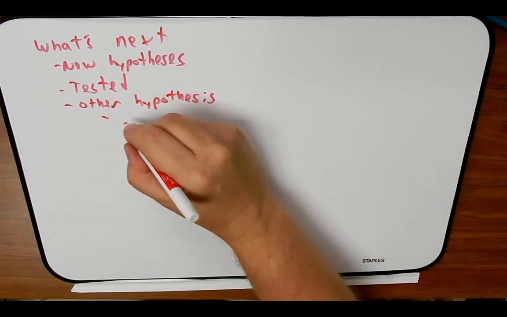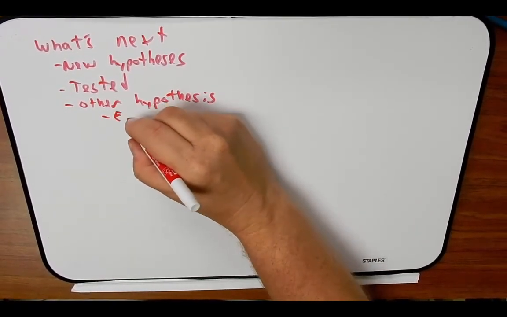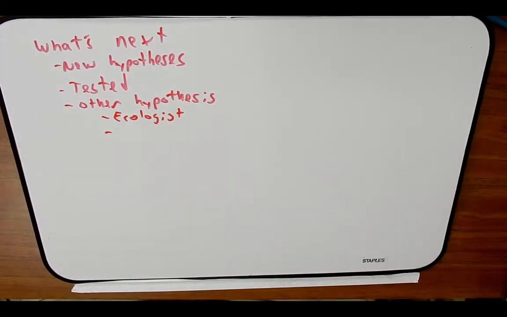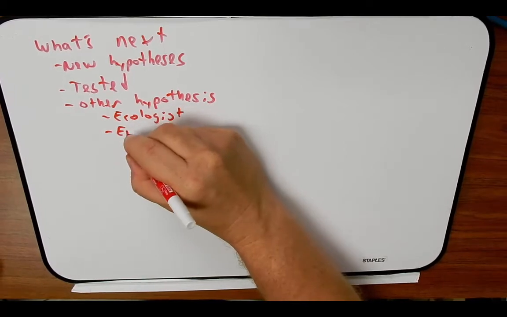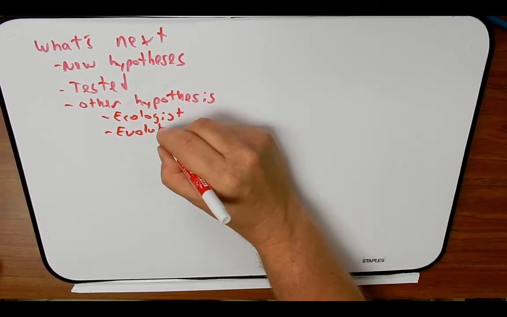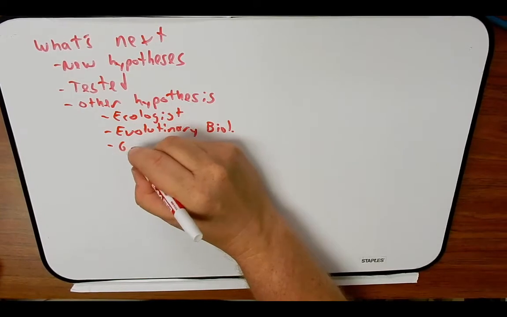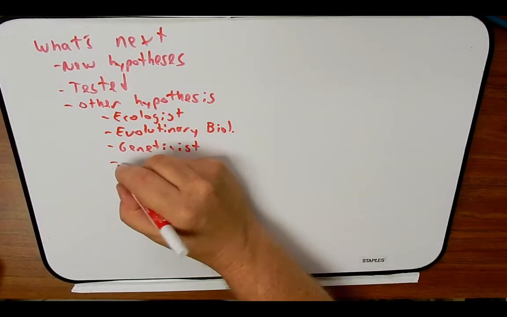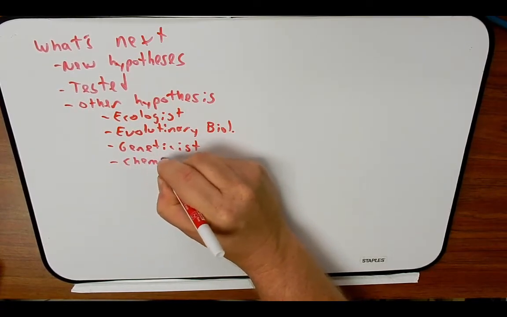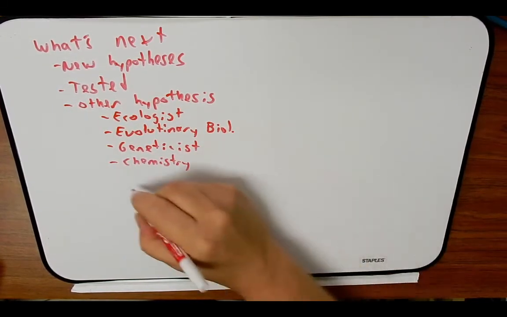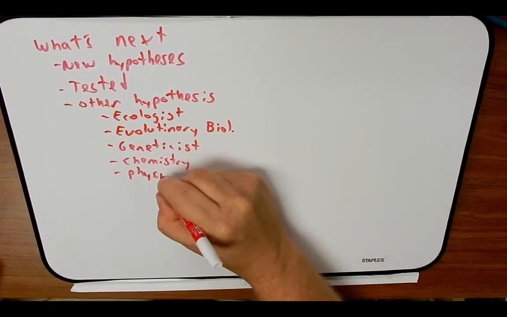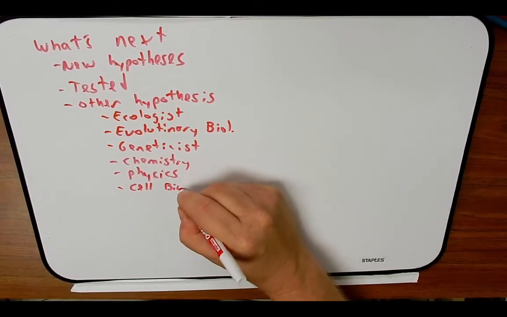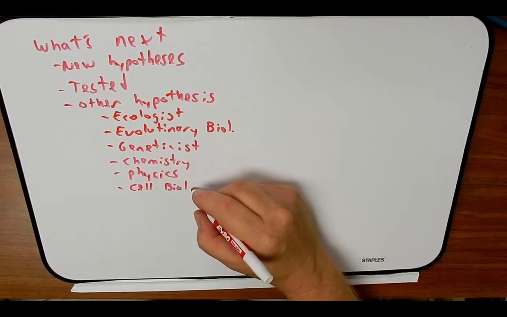We may find that there are questions that are more appropriate for an ecologist to approach. Maybe questions that are more appropriate for an evolutionary biologist. What's the evolutionary significance of this? Maybe questions for a geneticist to address. Maybe even chemistry, physics, and who knows, maybe even a cell biologist, which would be nice since this is a cell biology classroom.